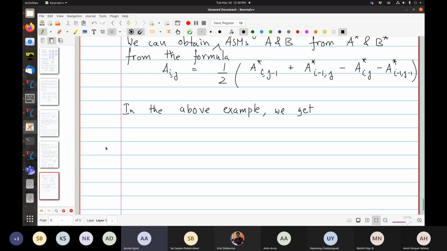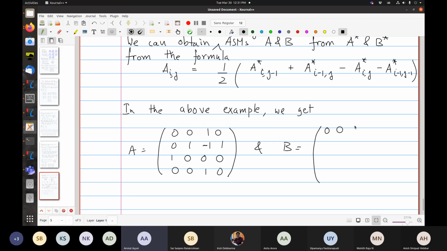we get A to be the ASM 0, 0, 1, 0, 0, 1, minus 1, 1, 1, 0, 0, 0, 0, 0, 1, 0, and B to be 0, 0, 1, 0, 0, 0, 0, 0, 1, 0, 1, 0, 0, minus 1, 1, 0, 0, 0, 0.